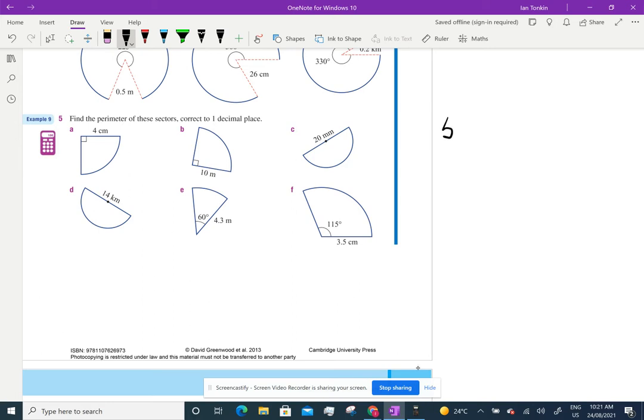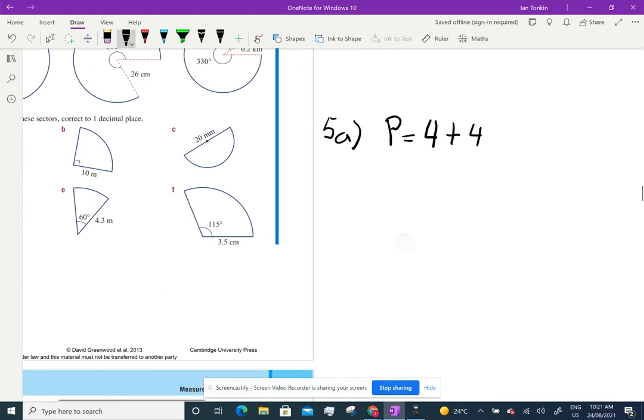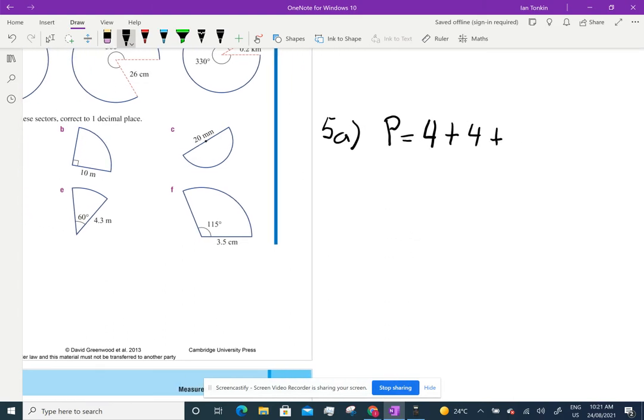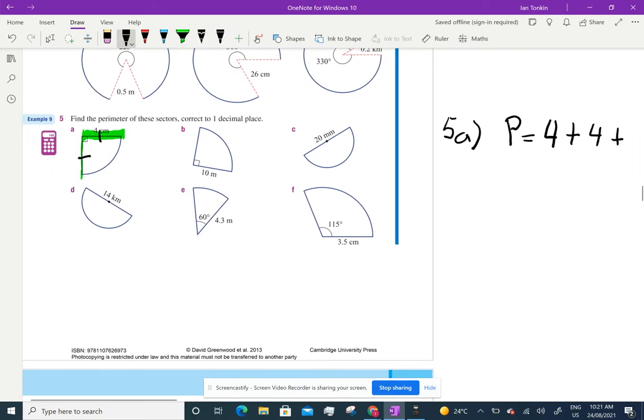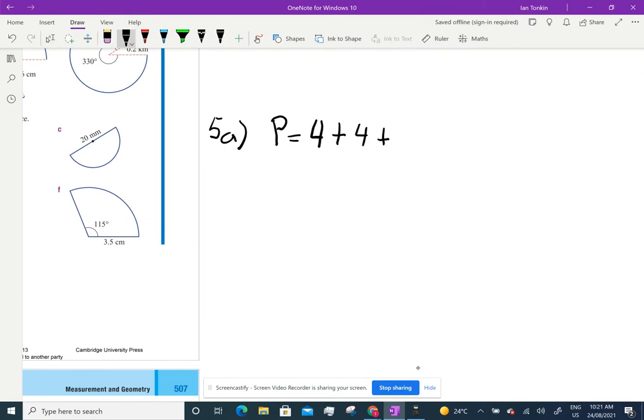So here's 5A. Now, when you're finding the perimeter equals, first just get the straight bits. So there's that straight bit and that straight bit, and because they're parts of a circle, that's pretty easy. 4 plus 4. Yes, because those two bits are the same, because they're the radii of that circle. But now I've got to calculate part of a circle. Well, how much have I got? Well, if you remember from the questions we did before, you've got a quarter.